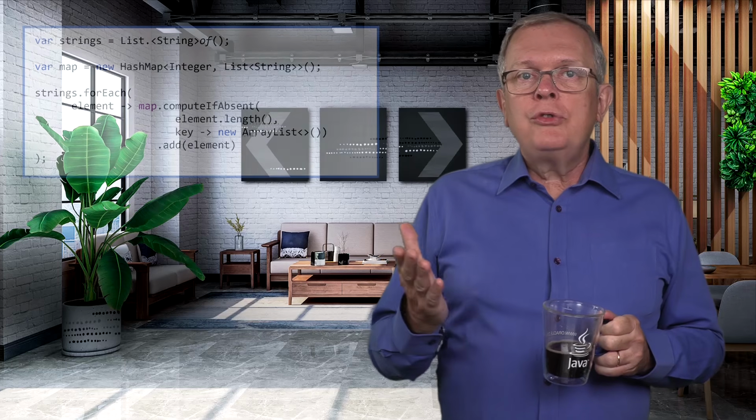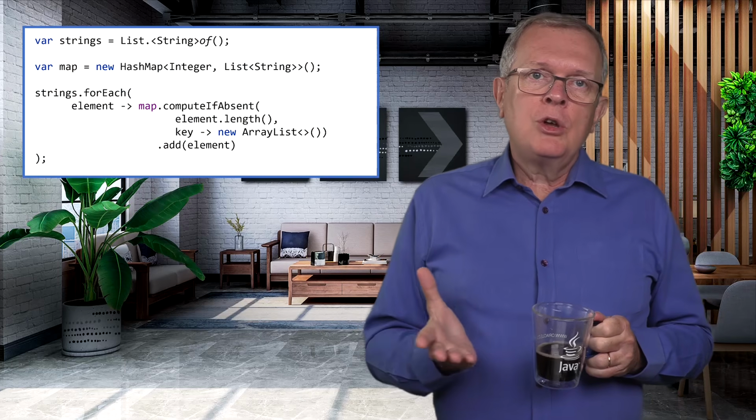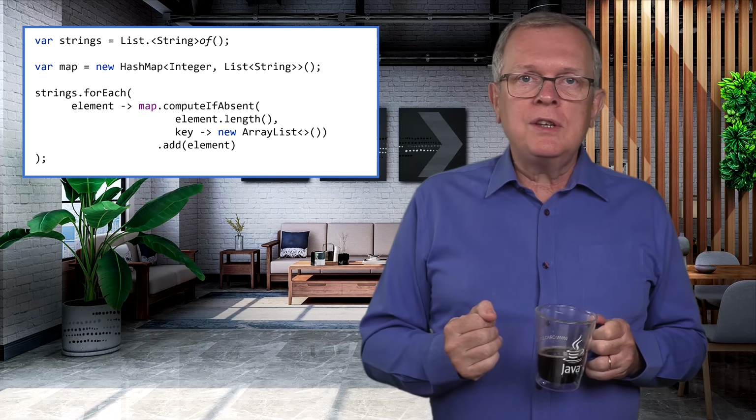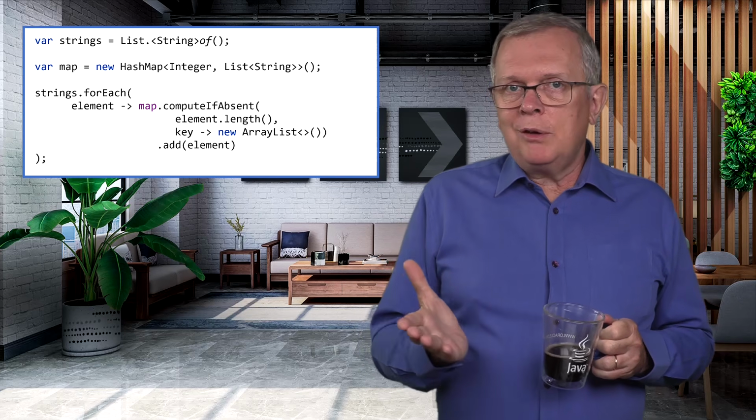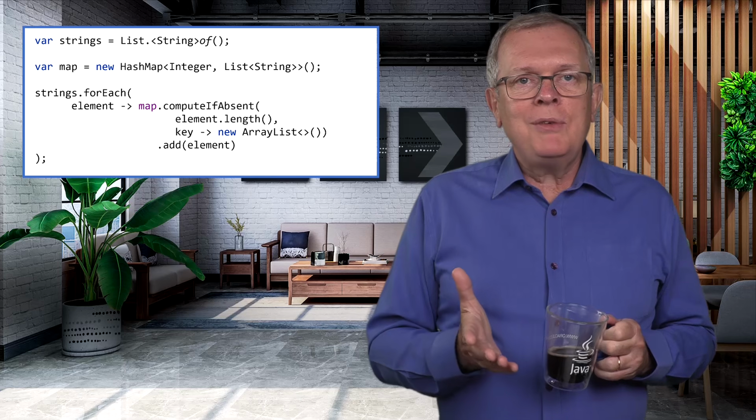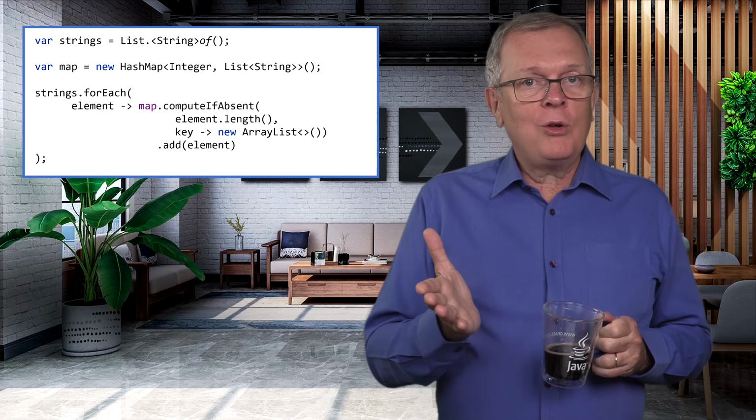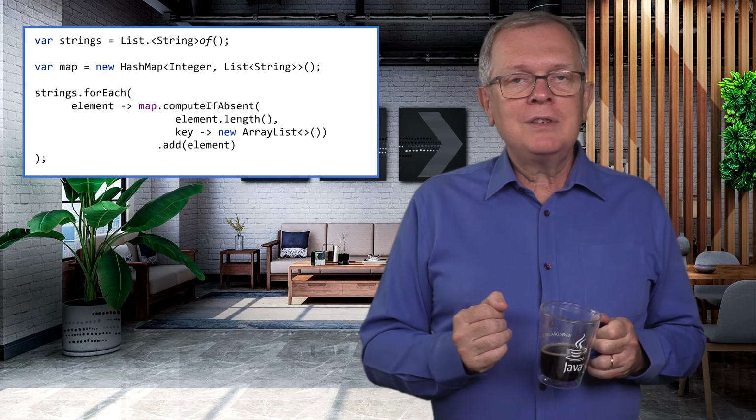You can also use these unnamed variables in lambda expressions. Suppose that you want to store strings of characters in a map, grouped by the length of these strings. You can use a stream and a grouping by to do that, but if you don't want to use the stream API, you can also use a computeIfAbsent in this way.